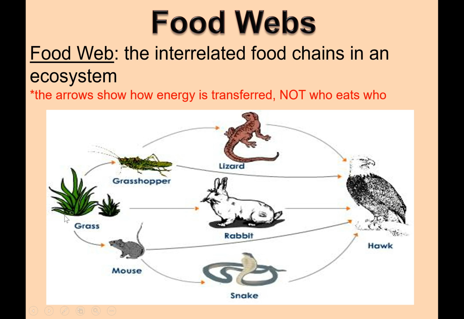So all the arrows are going away from the grass because the grass is our producer, and all the arrows end up pointing to the top consumer here, which is the hawk. Ultimately, all energy would be transferred to this organism here because it's able to eat all of the other organisms, whereas the rabbit is only ever getting its energy from the grass, so on and so forth.